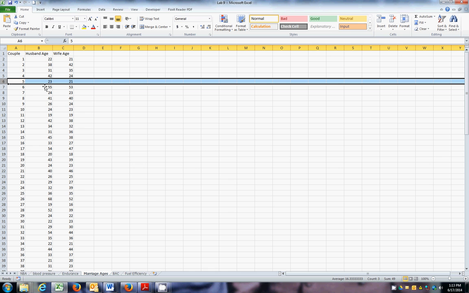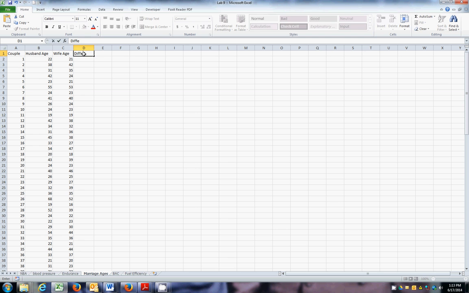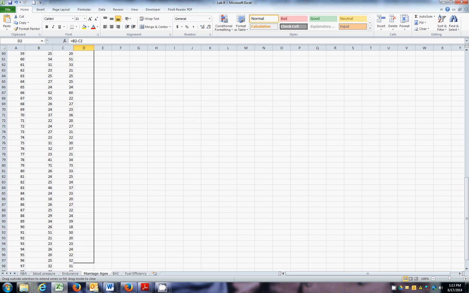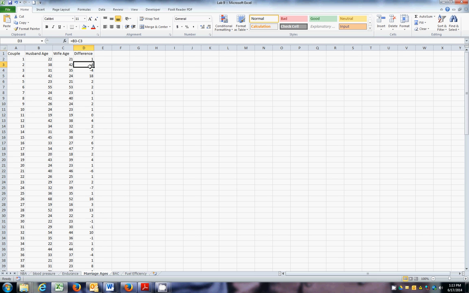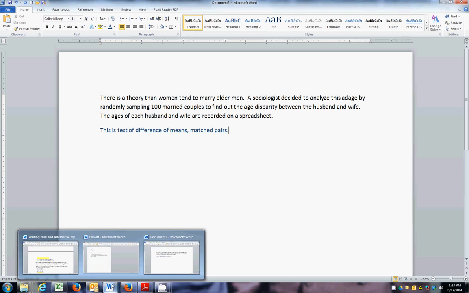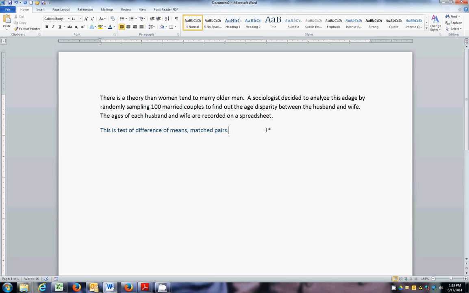So I'm not going to take the mean of the husband and the mean of the wife separately. What I do right here is take the difference, let's do the husband's age minus the wife's age. And we're going to go down the line like this, and this will be our differences. Minus means the wife's older, 18 years older, 2 years older, and so on. So we do have a difference of means, but they're matched up.